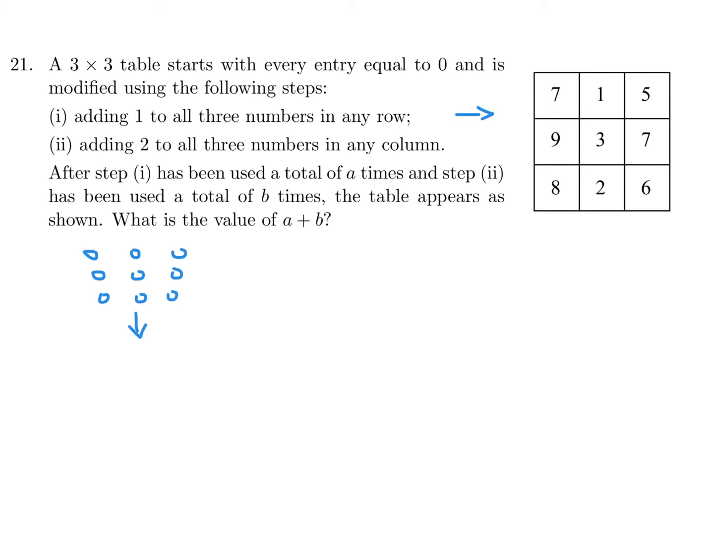Okay, so the key, I think, is to concentrate in chronological order, meaning start with the smallest number and then work your way up. So the smallest number is a 1. So I'm going to use step A to turn that into a 1. So that is step A. Okay, I'm done with that.